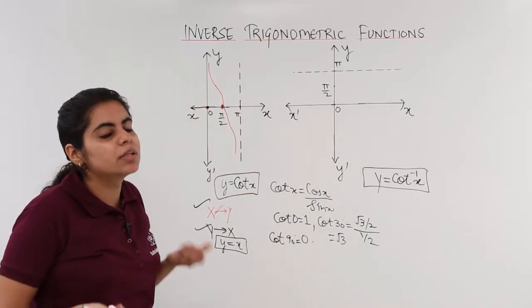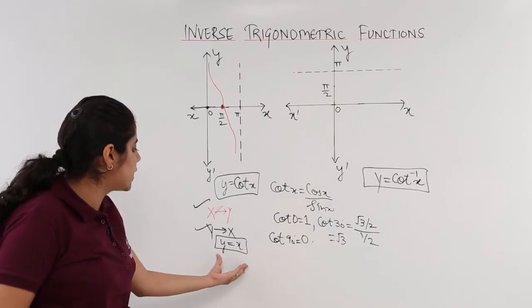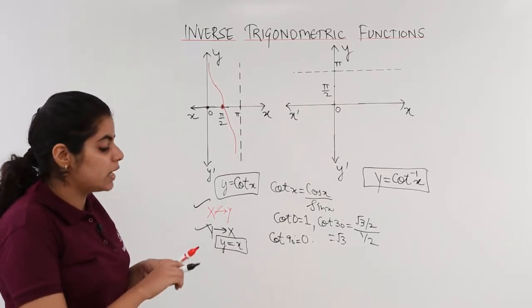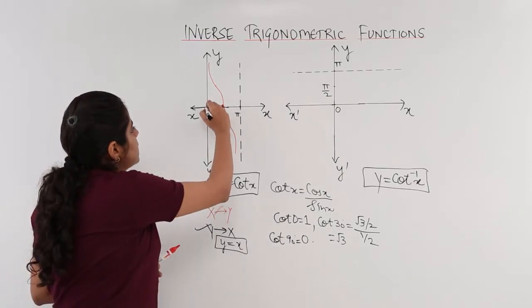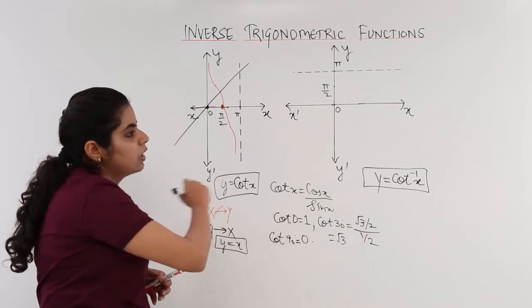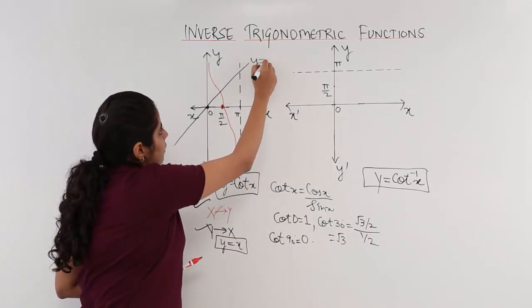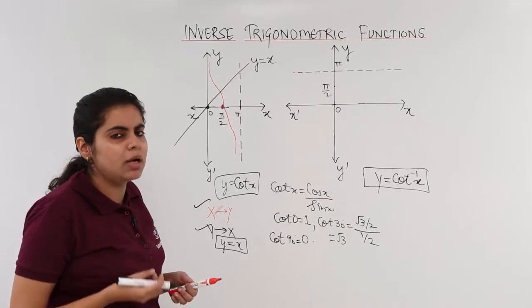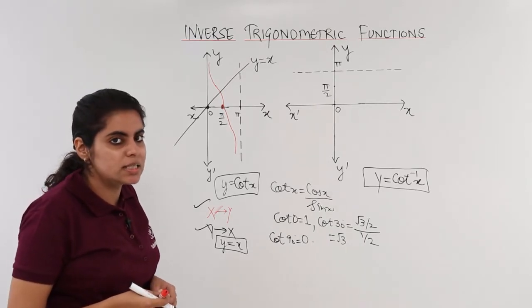What is the third step? The third step is very simple. You need to take the mirror image reflection about the line y is equal to x. Draw the line y is equal to x, which is simply a straight line. So, let us write it as y is equal to x. Simple steps. The third step is a bit more tricky. Let's understand the third step again.